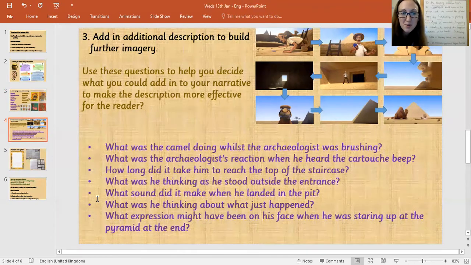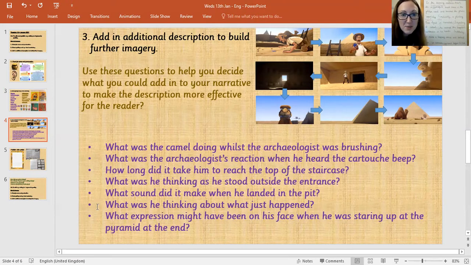That could have been describing. You might even want to use a simile. He landed like a sack of potatoes, or he landed heavily. Use an adverb instead. So that's another way of adding in even just a word or two to again develop your description.